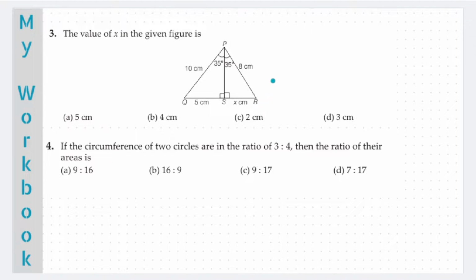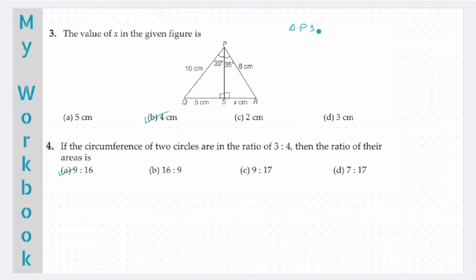For question number 3, the right answer is 4 centimeter. And for question number 4, the right answer is option A, 9:16. In this figure, we need to find SR, which is x centimeter. There are two triangles PSQ and PSR. Let's try to prove that these two are similar.